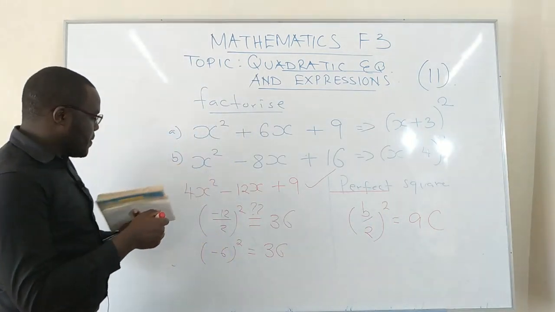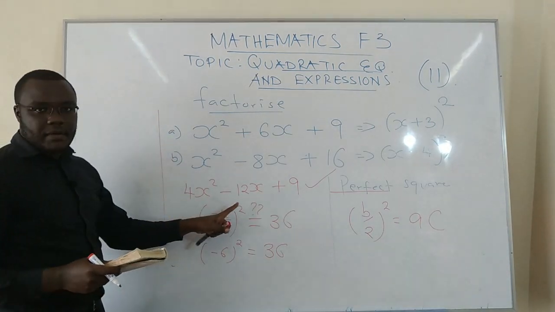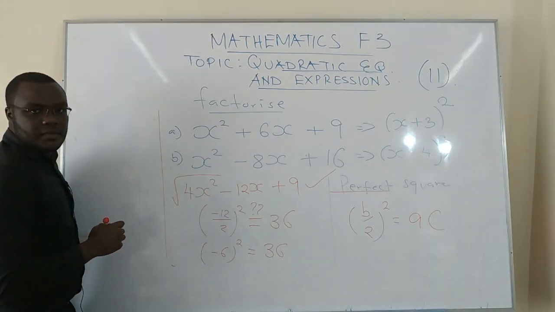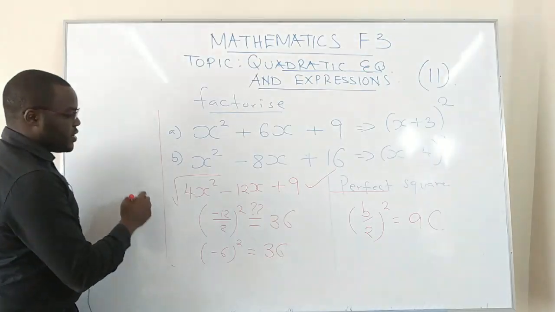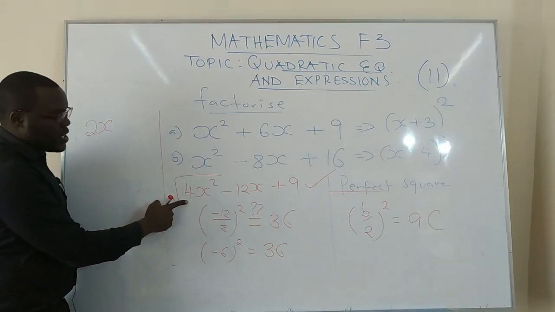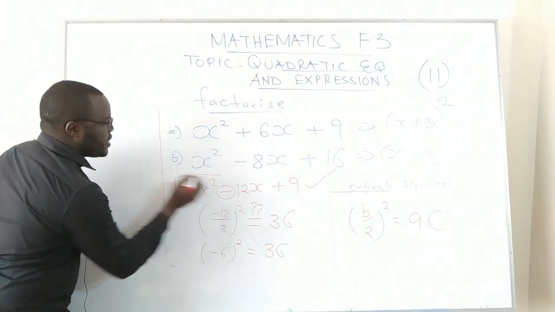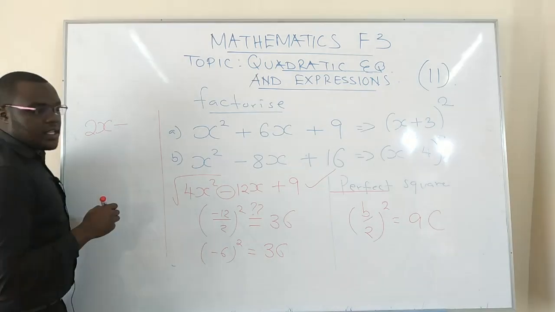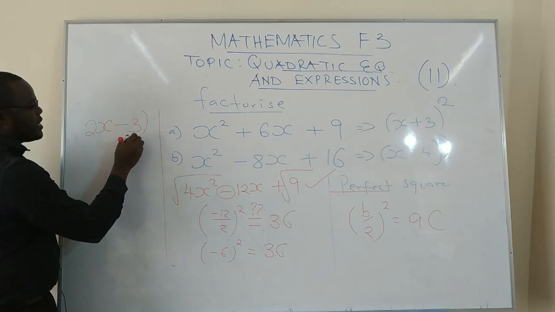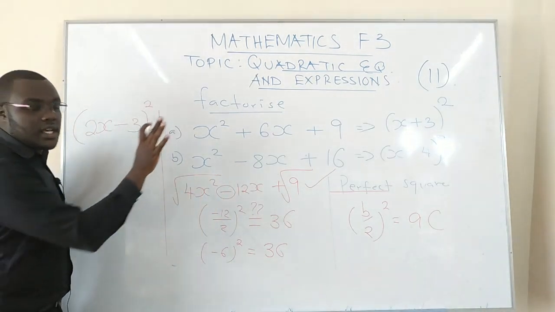And as I wind up, let me give you a secret to perfect squares. Once you confirm that a number is a perfect square, we usually say square root the first term. What is the square root of that? This is 2x, because square root of 4 is 2, and square root of x squared is x. Then you take the sign of b, minus, then you square root the last term, 3. And that gives you the factor of this number, even without going through the long method.